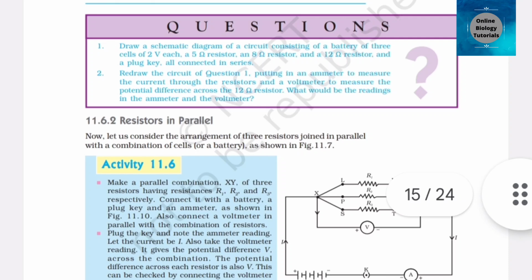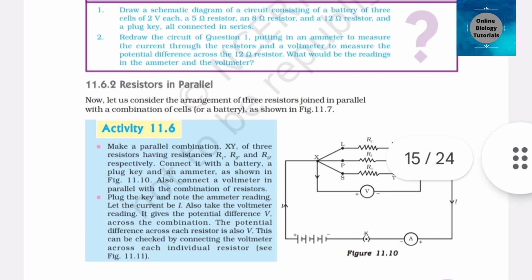11.6.2 Resistors in parallel. Now let us consider the arrangement of 3 resistors joined in parallel, with a combination of cells or a battery, as shown in figure 11.7. Activity 11.6. Make a parallel combination XY of 3 resistors having resistances R1, R2, and R3 respectively. Connect it with a battery, a plug key, and an ammeter as shown in figure 11.10. Also connect a voltmeter in parallel with the combination of resistors.